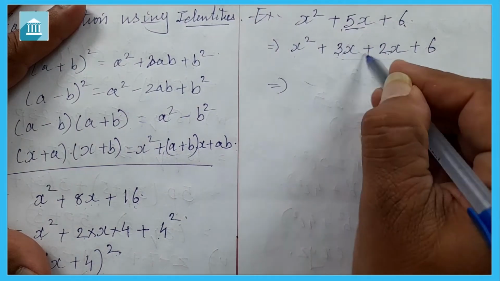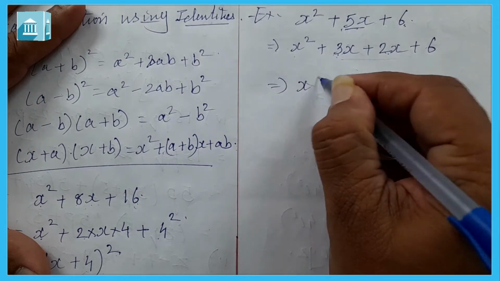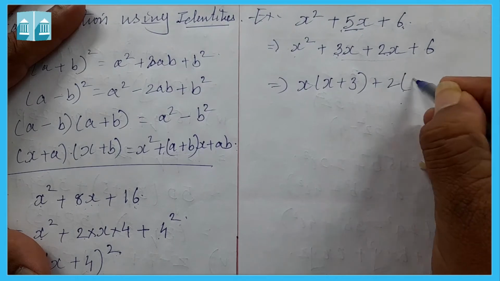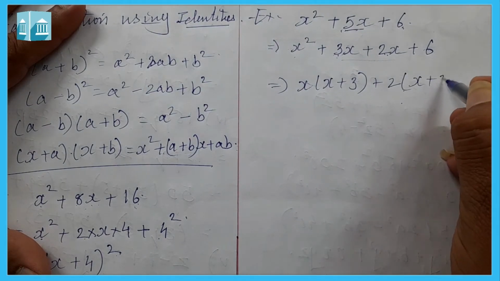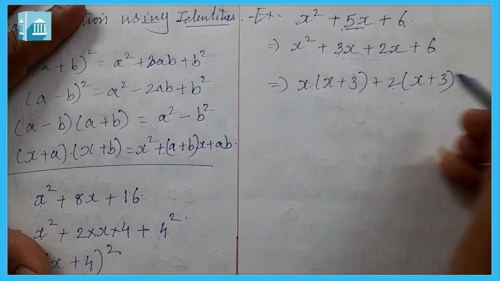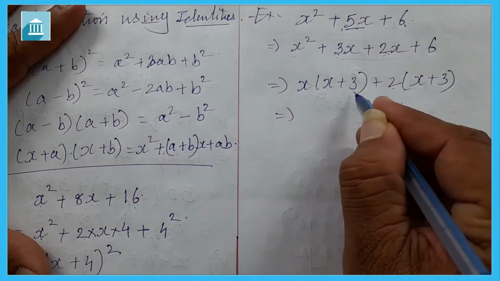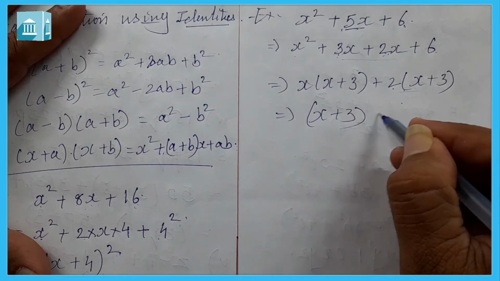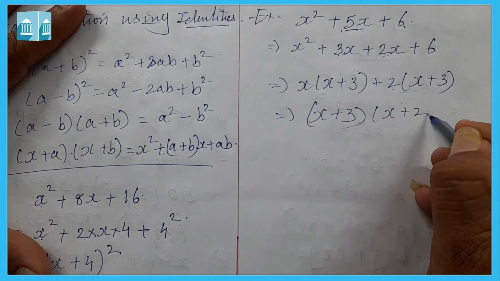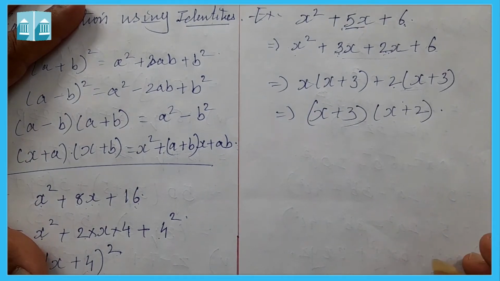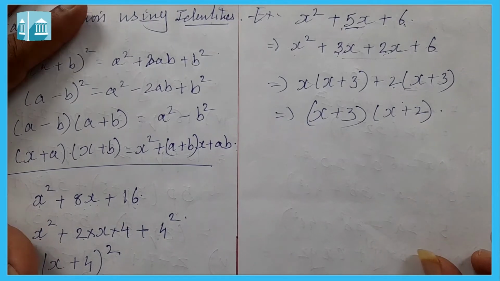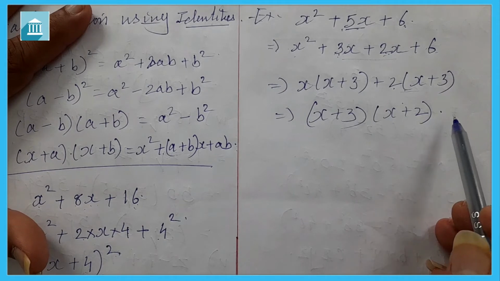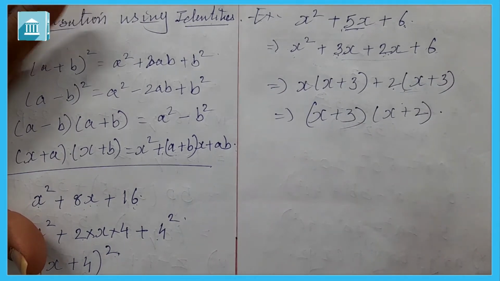Now you can say that in this and this the common is x, so x into (x plus 3), and in these two the common is 2, so we took out 2, 2 into (x plus 3). Now in this term and this term, x plus 3 is common. We can write (x plus 3) into (x plus 2). So the answer for x square plus 5x plus 6 is equal to (x plus 3) into (x plus 2). So in this way you can split the middle term.